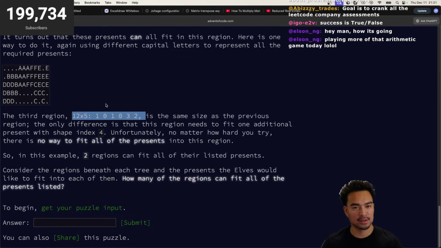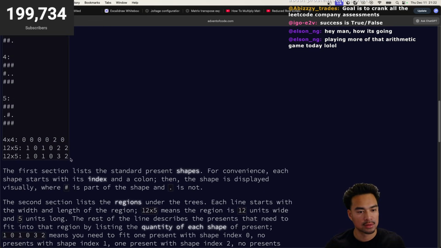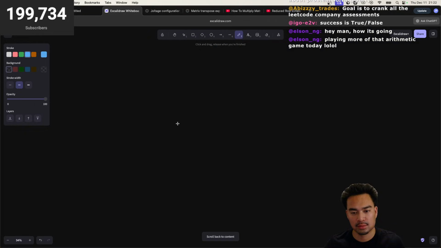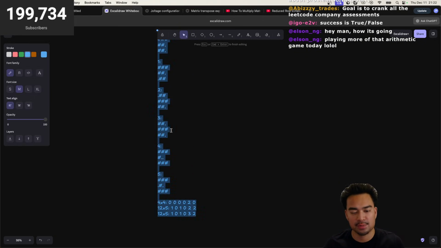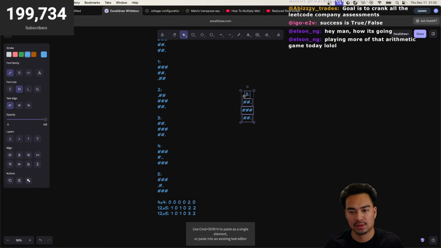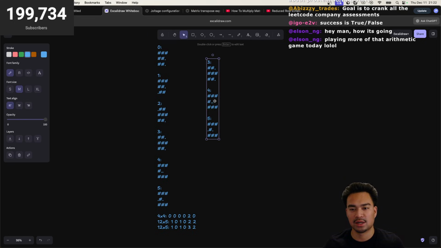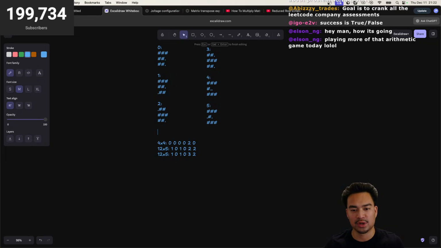Man, let's see. Let's look at the input. This is the input. This is a pretty interesting question. I feel like one way to brute force it is just using a backtracking algorithm and literally brute force.